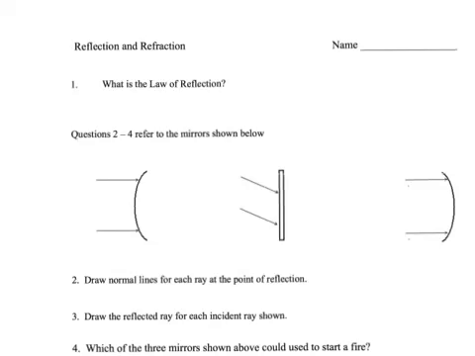Alright, I'm going to skip over question number 1. I'll let you just look that up in your notes, but let's look at the second part here. The second one is we're asked to draw the normal lines. The first thing we're asked to do here is draw normal lines for each ray. Now a ray represents the path of a beam of light or any wave. So these are the rays, and what we want to do is draw normal lines for these.